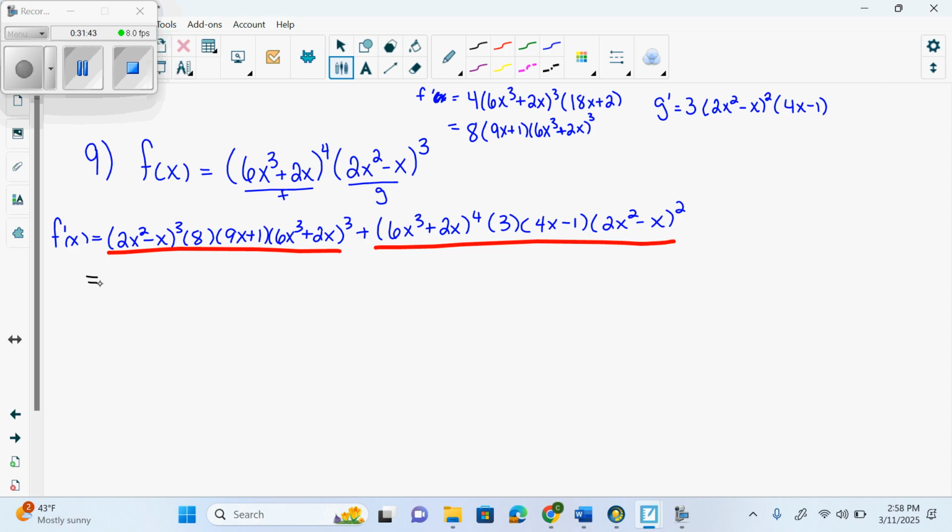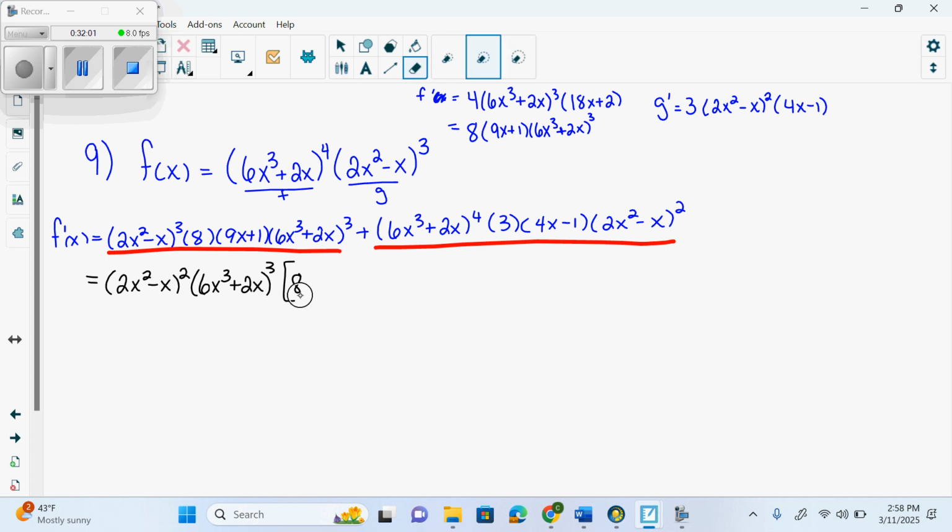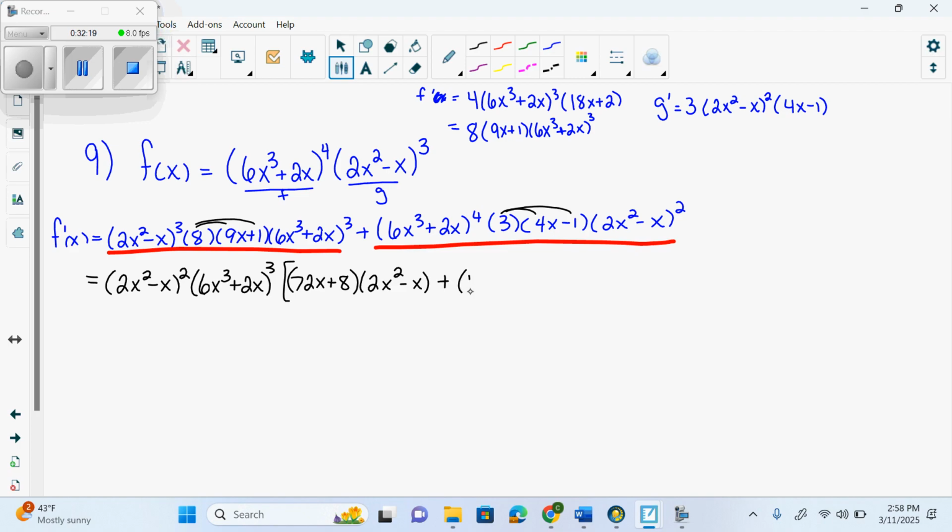All right. So I have an 8, I have a 3. I can't do anything with that. I have a 9x plus 1 and 4x minus 1. Can't do anything with that. I can take a 2x squared minus x to the 2 out, and I can take a 6x cubed plus 2x to the 3 out. Then I'm left with 8. I'm going to be lazy, so I'm going to do these all together. I'm going to be left with 72x plus 8. And then I took 3 of those out, and I took 2 out of this one, so I'm left with 2x squared minus x. Plus 12x minus 3, and I took both those 2 out and 1 and 3 of those, so I'm left with 1.